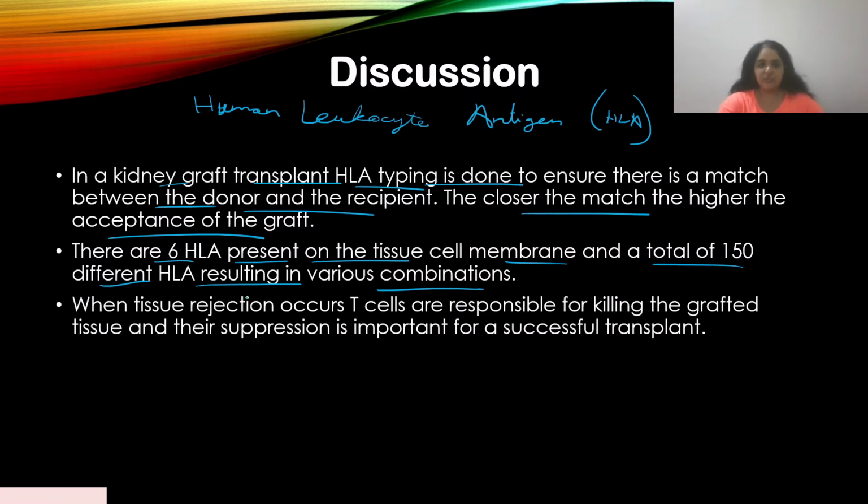Now, tissue rejection mostly occurs when the graft has been transferred from donor to the recipient. There will obviously be some immune response all the time. So when an immune response happens, which is the answer to our question, which kind of immune response is seen? It is cell mediated immune response. It is the T cells that are responsible for killing the grafted tissue, and their suppression is important for successful transplantation, obviously. So T cell activation means cell mediated immune response.